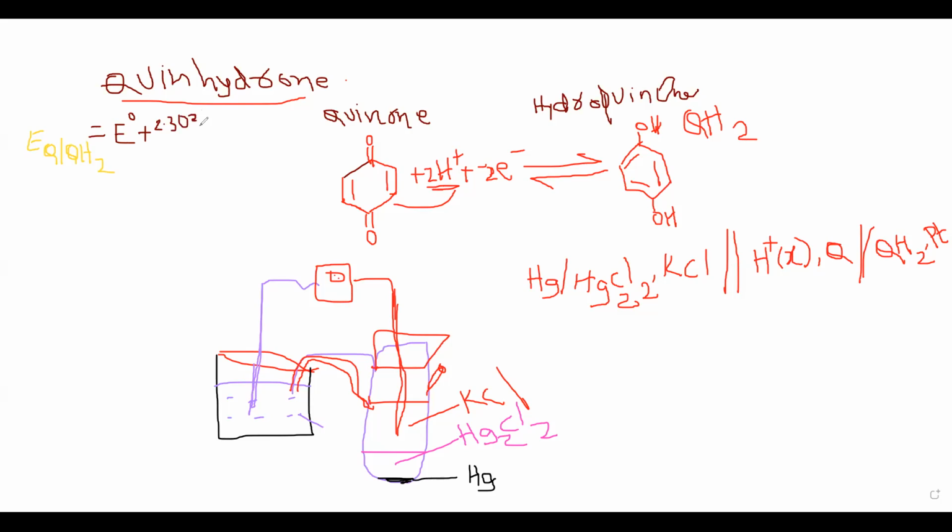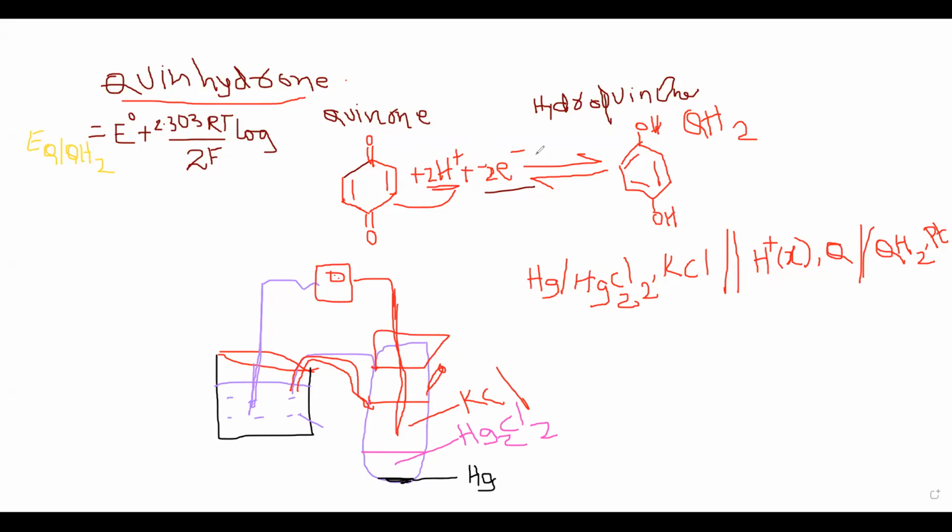RT by nF, where R is the gas constant. I am writing the Nernst equation. What is n? How many electrons are there? 2 electrons are there, 2F, log of the oxidized form. Which is the oxidized form? Can anybody tell me? Which is the reduced form? Which is the oxidized form among these? We are taking it as plus here. Can anybody answer in the chat box?